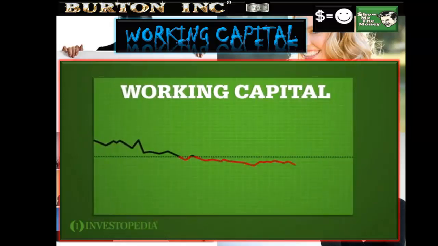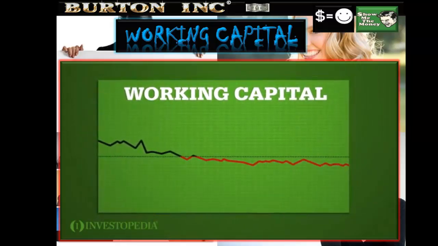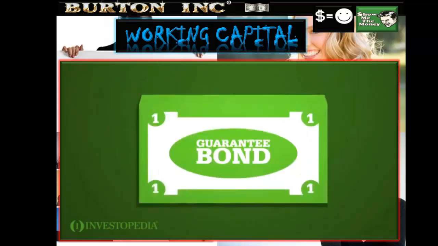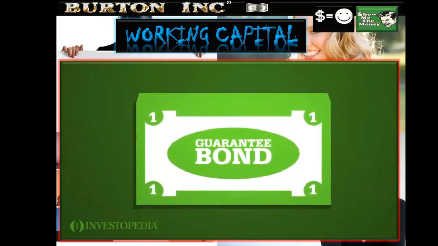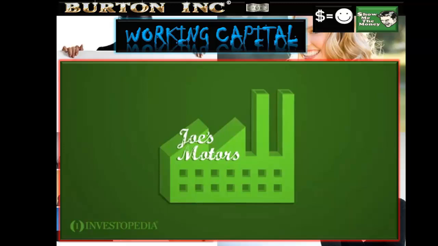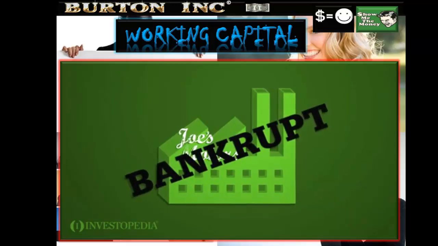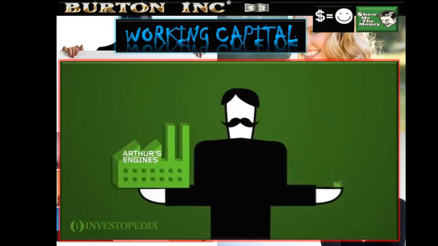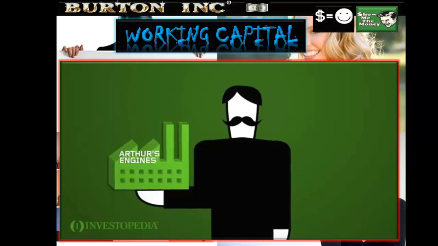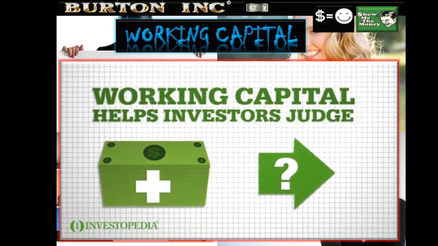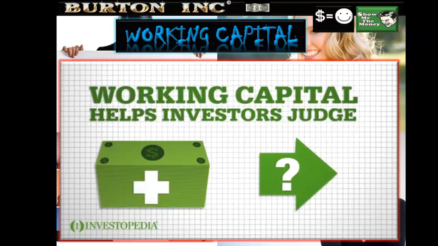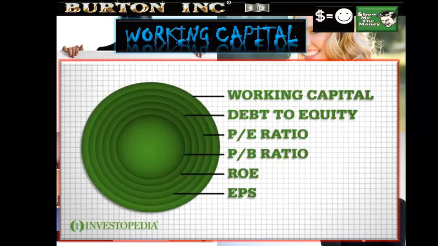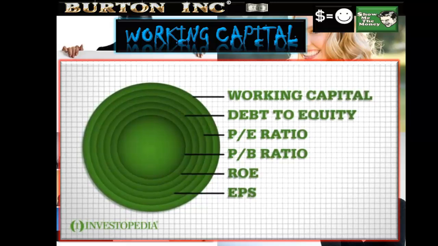Negative working capital suggests that Joe's may have trouble paying its short-term debts. Joe's might be forced to sell an asset or raise more capital through long-term debt like a bond. Or, in the worst case, the company could go bankrupt because it can't pay what it owes. Because of Joe's Motors' negative working capital, Pete chooses Arthur's Engines as an investment. Working capital helps investors judge a company's financial health and future prospects. But no single measure tells the whole story. Working capital is one of many metrics investors use to evaluate a stock.